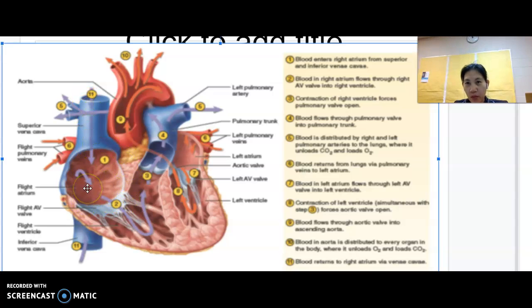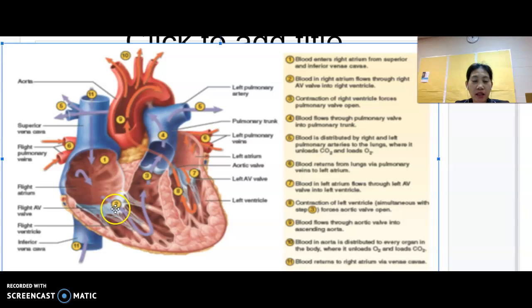So first off, the blood enters into your right atrium in this part here. This is the right atrium. This is number one. Those blood coming from the superior vena cava and inferior vena cava, as I talked about a while ago. Then the right atrium blood will flow through to the right ventricle. Right ventricle, number two, this part here.